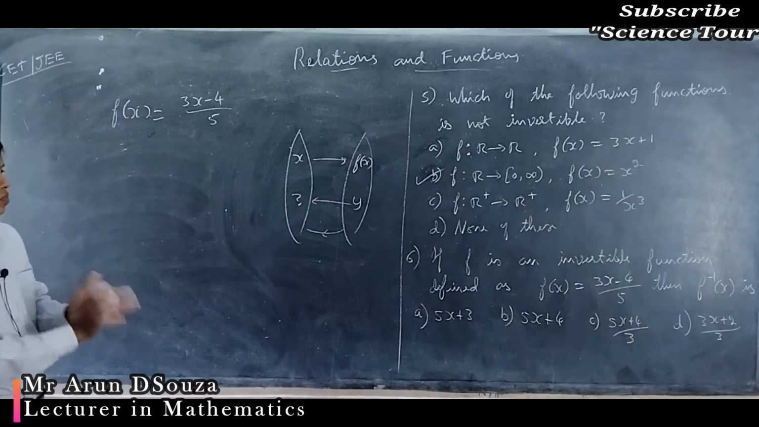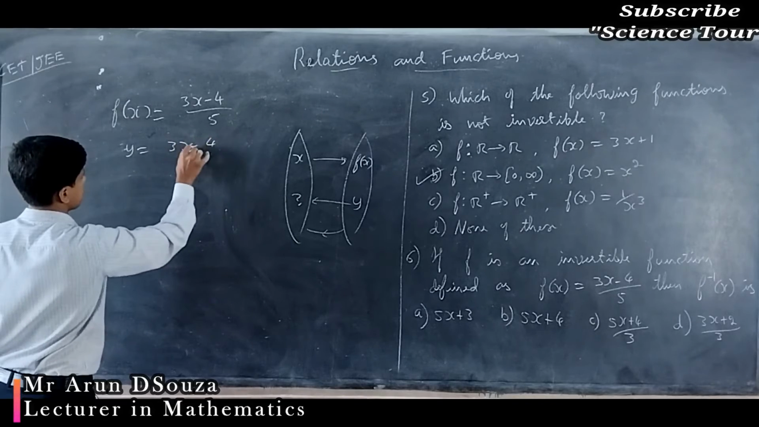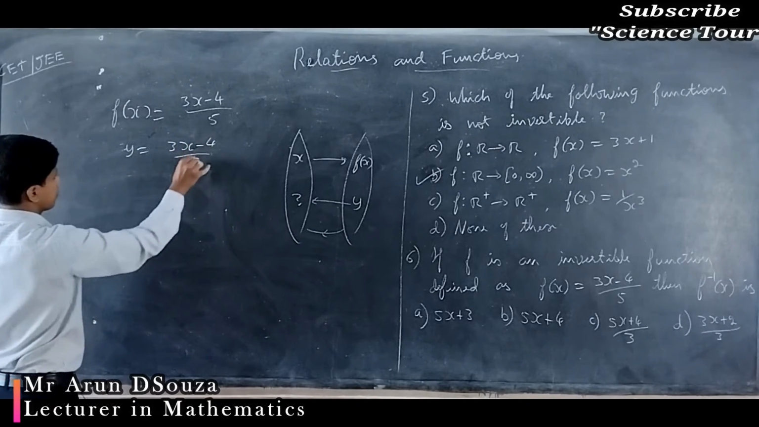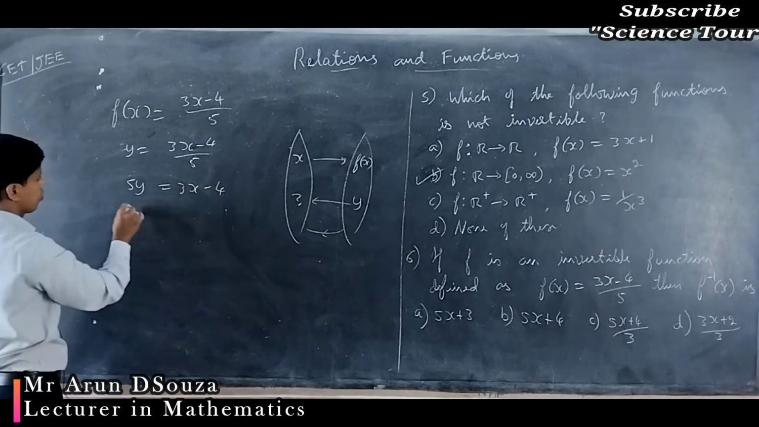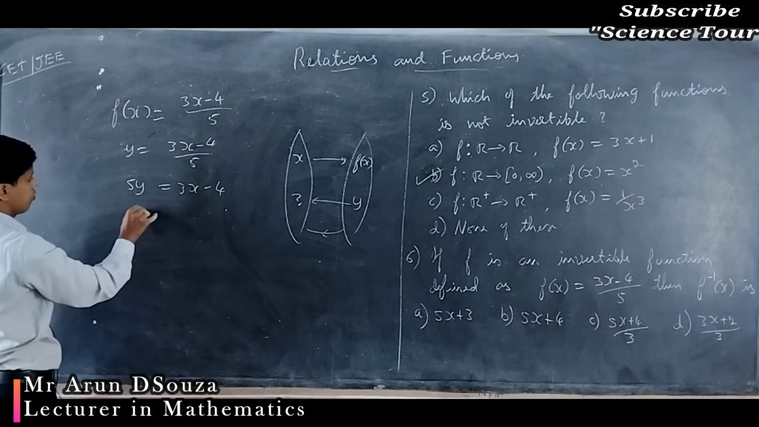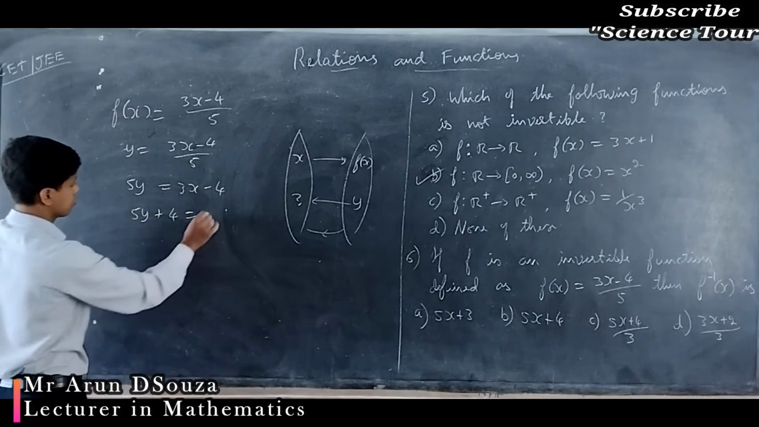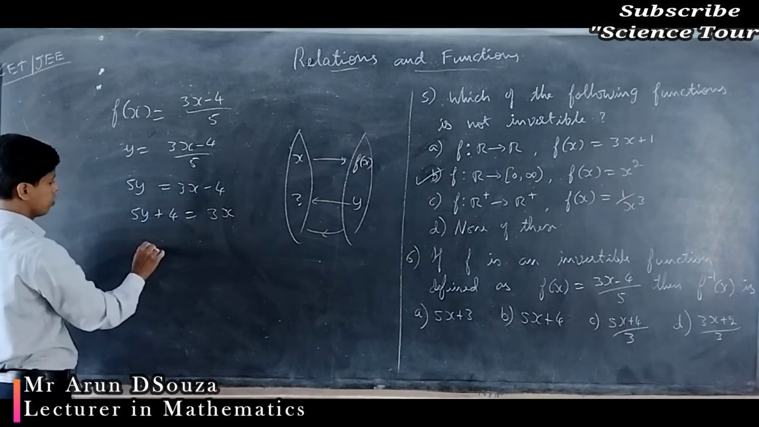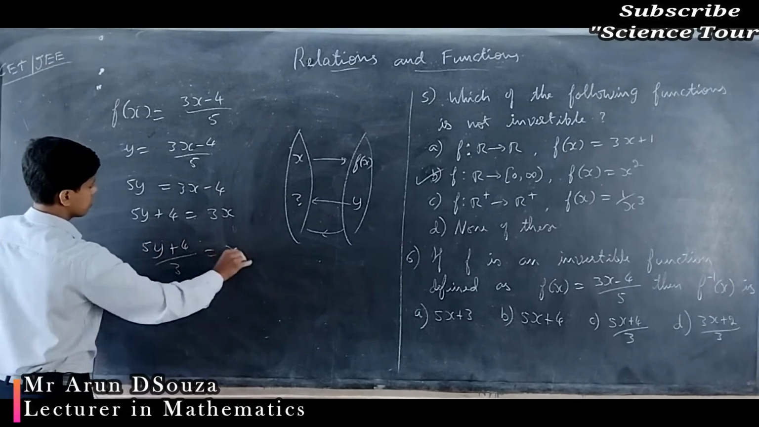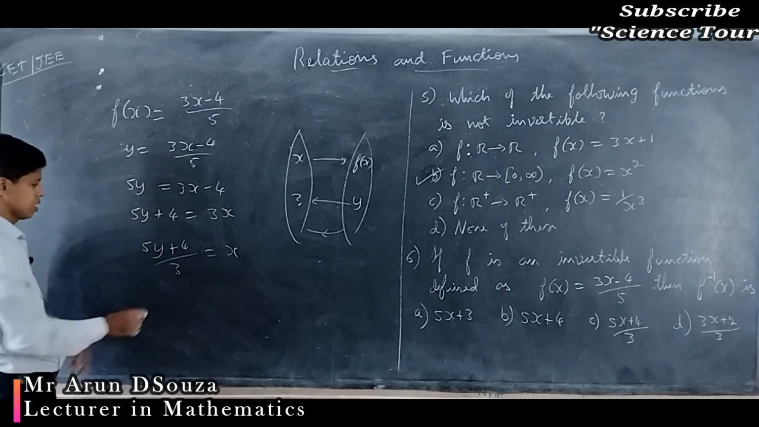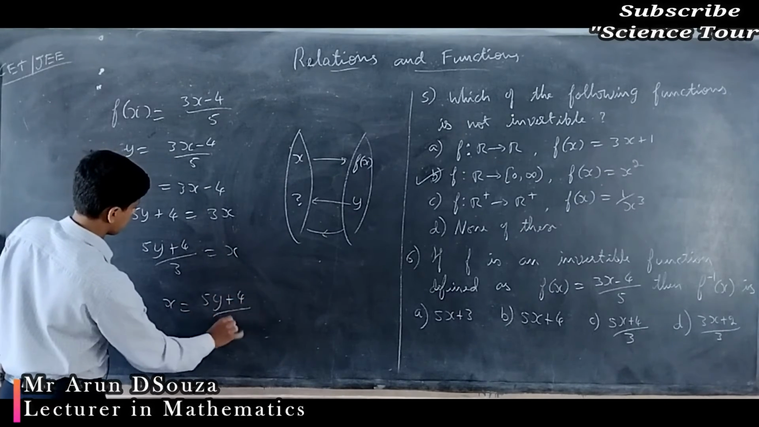Okay, so take this as y, 3x minus 4 divided by 5, that means 5y equals 3x minus 4, that means 5y plus 4 equals 3x, when the minus 4 comes here. And now what is x? Just divide this on the other side. Therefore, finally x is equal to 5y plus 4 by 3.